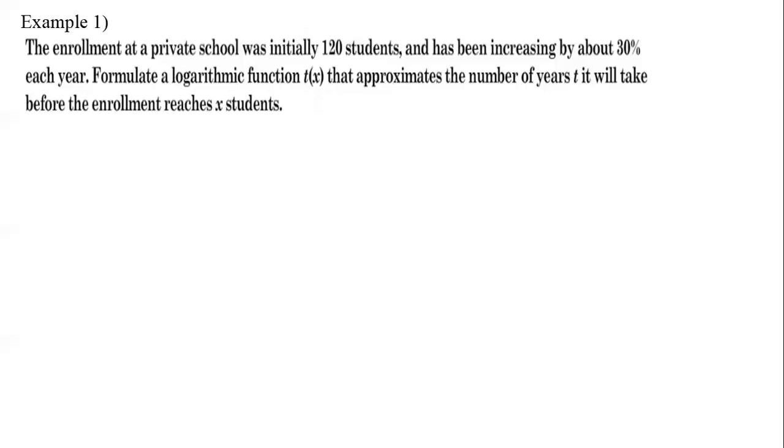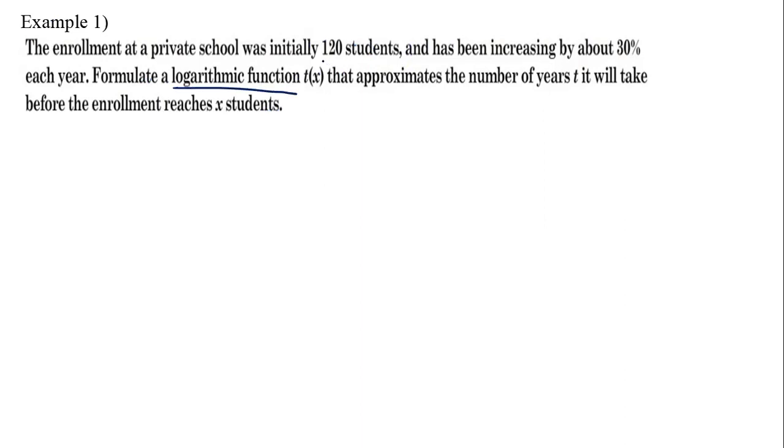All right, so we have the enrollment at a private school was initially 120 students and has been increasing by 30% each year. Formulate a logarithmic function that approximates the number of years t it will take before the enrollment reaches X students. All right, so the problem here is that it wants a log function, but we don't start off with enough information for a log function.